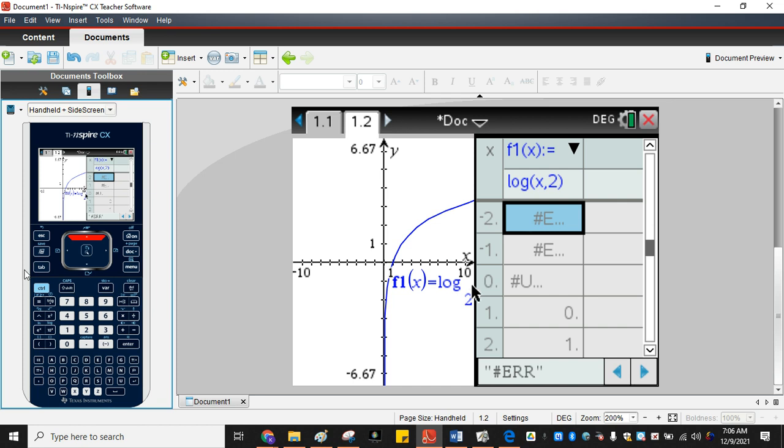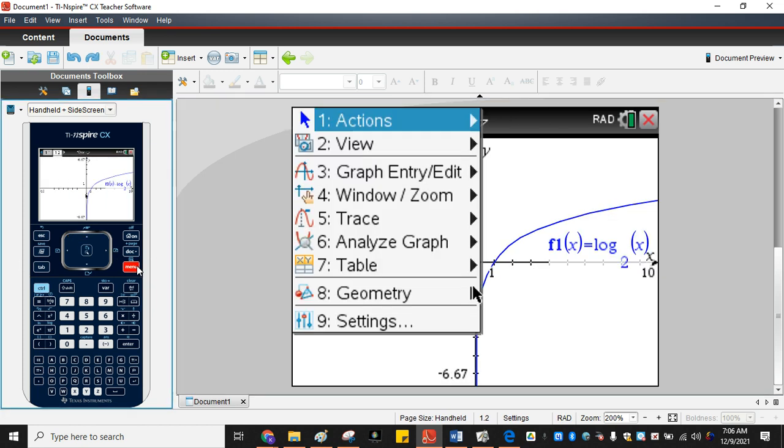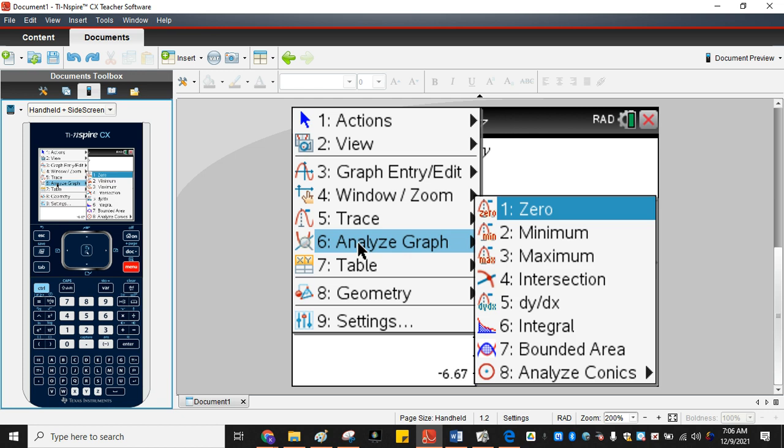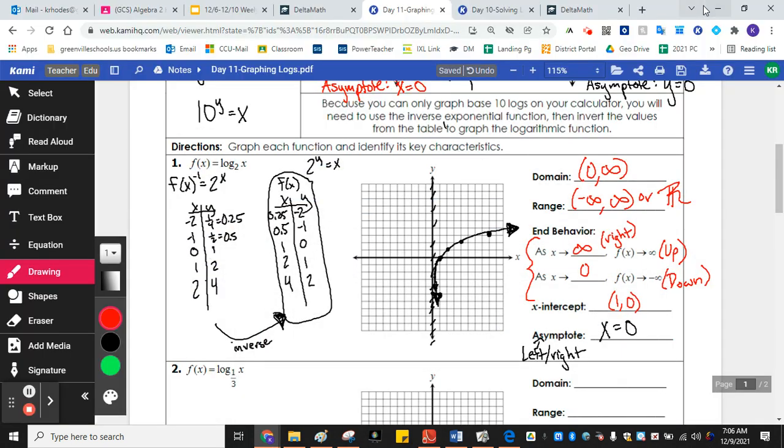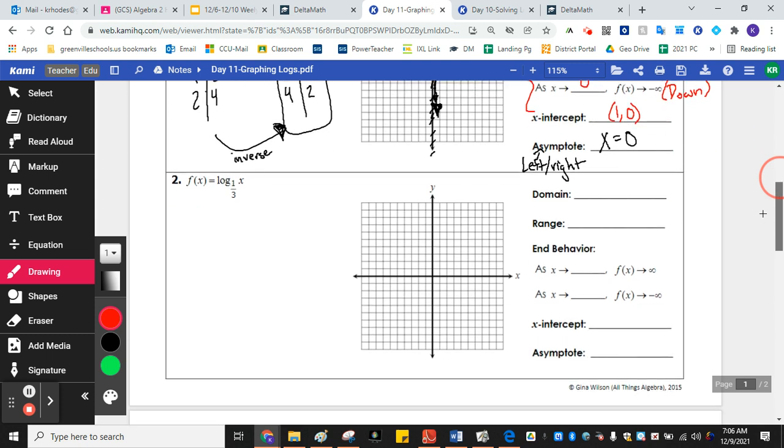And remember, you can do menu, trace, graph trace, and just type in 0.25, and it'll give you negative 2. But you'll have to know those points. So it's a little easier just to know your exponentials and then do the inverse of it. Right, let's do another one.